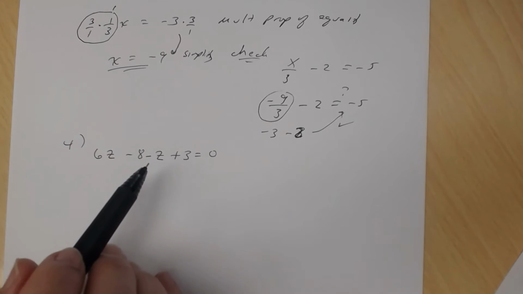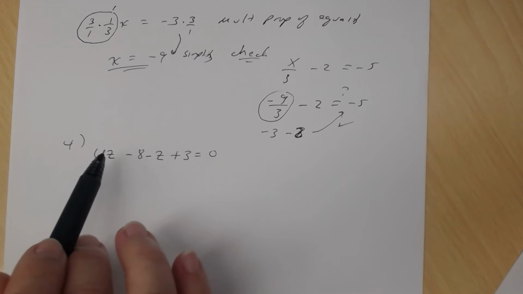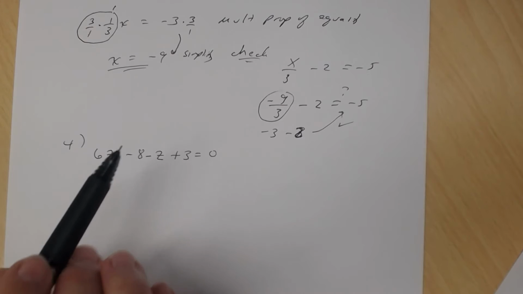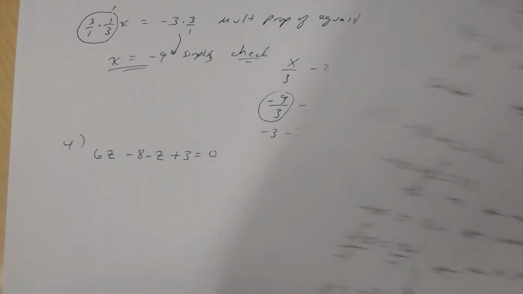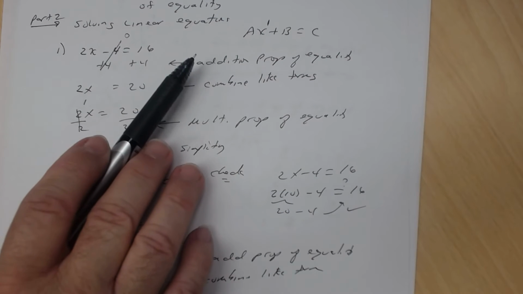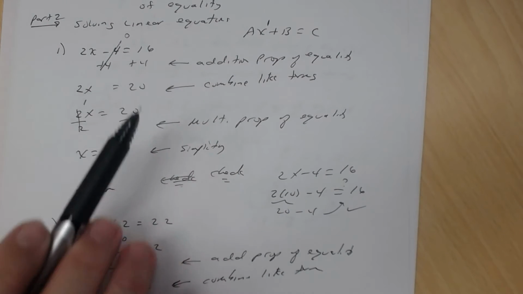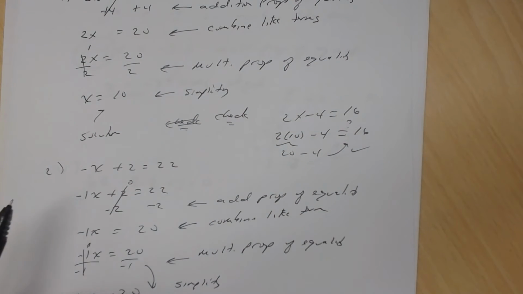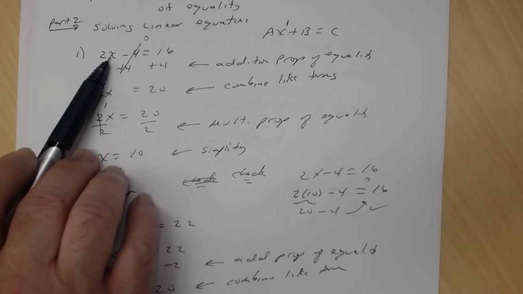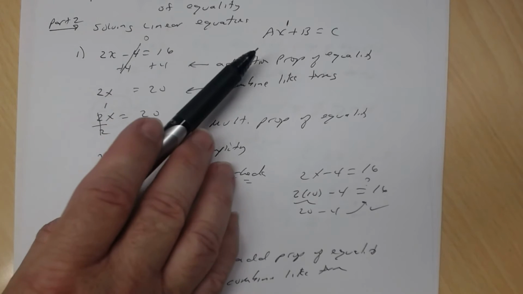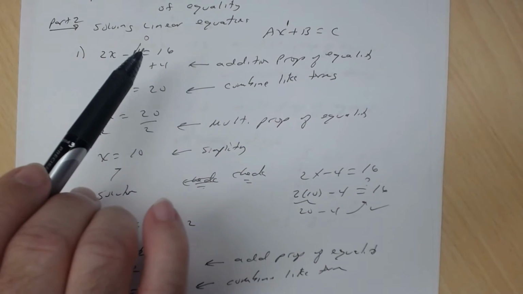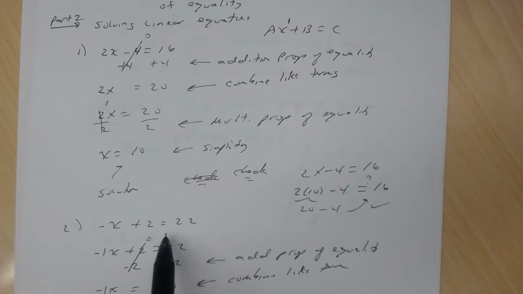Notice that there are no parentheses, so I'm not going to use the distributive property first, but I can combine like terms. Notice in the 3 problems we just did, the first thing I did right away was use the addition property of equality. In all the problems, that's the first thing I did. And I want you to notice that the original linear equations were of this form: 2 times x minus 4 equals some constant. They all look like that.